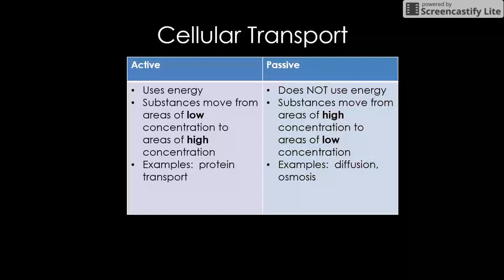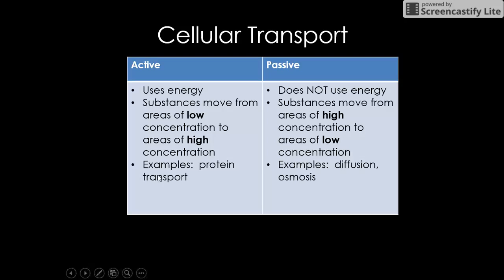Okay, cellular transport. Getting to the end of our review. So we have active transport and passive transport. Active uses energy. Think, if you're going to be active, you've got to have some energy. Substances move from low concentration to high concentration. And our examples are protein transport.